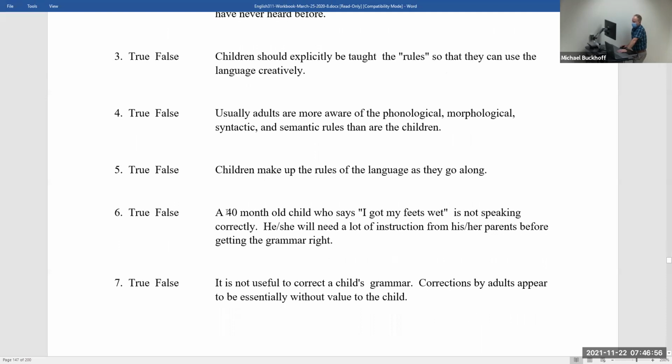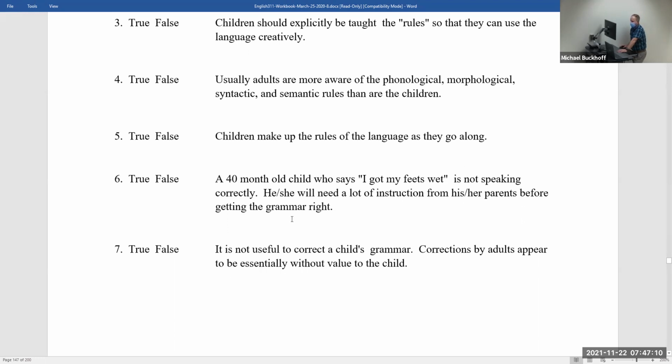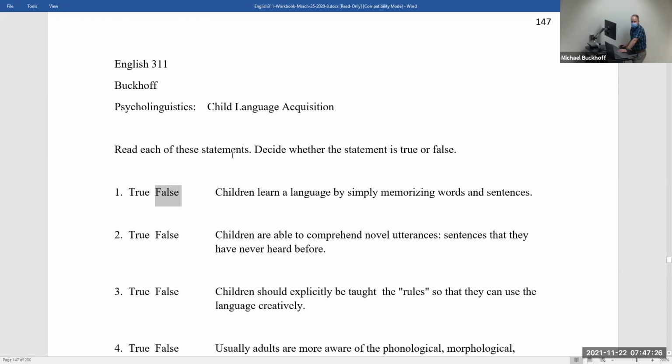Number 6, a 40-month-old child who says, I got my feet wet, is not speaking correctly. This is actually false. This kid will probably not need really any instruction at all before getting the grammar right. Right, won't need much at all. And then it's not useful to correct a child's grammar. It appears to be without value. There is research that indicates that, especially if the child is young, 1, 2, 3 years old. So we can say with that one, that's actually true. So these are just some basic preliminaries in child language acquisition.